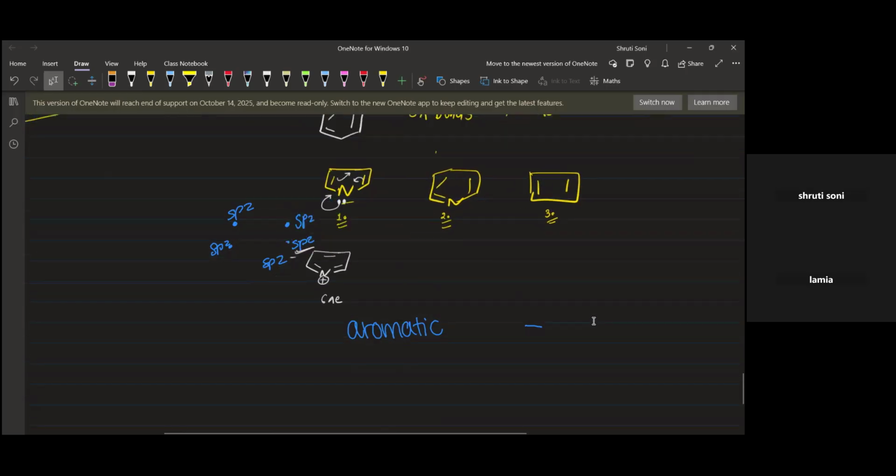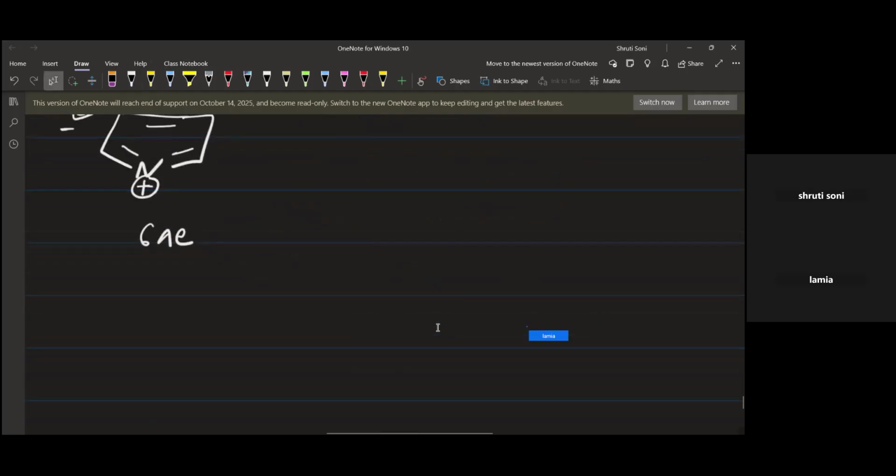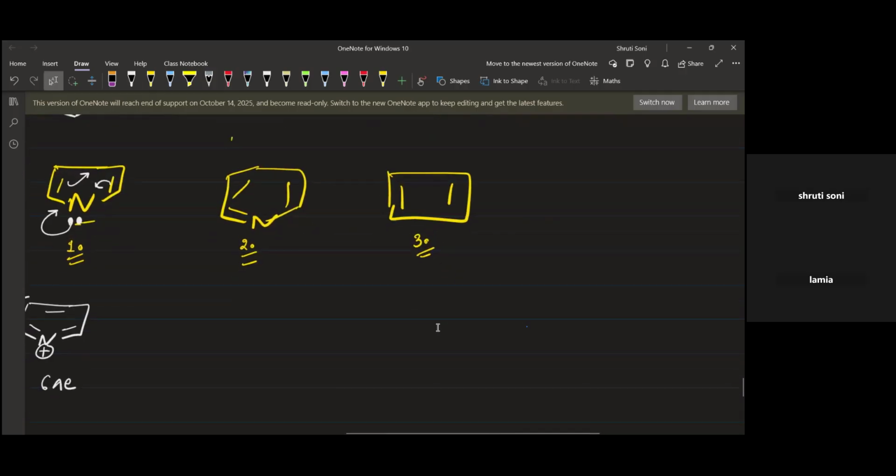Can you erase this? Okay, good. Let's see the third one. Firstly, you tell me about the third one, is the compound cyclic or not? Is it a closed ring type structure? Yes, the first rule is followed. Second rule is all carbons are sp2 hybridized. Yes, all carbons are sp2 hybridized. Okay. Then the third: how many pi electrons are here?